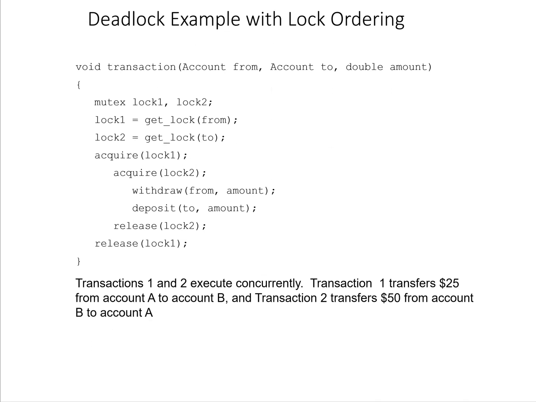We can do lock ordering to hopefully improve things. Transactions 1 and 2 execute concurrently. Transaction 1 transfers $25 from A to B. Transaction 2 transfers from B to A. This could cause a deadlock again.